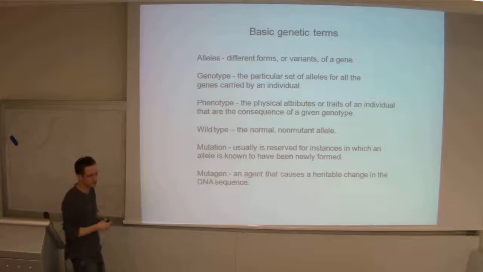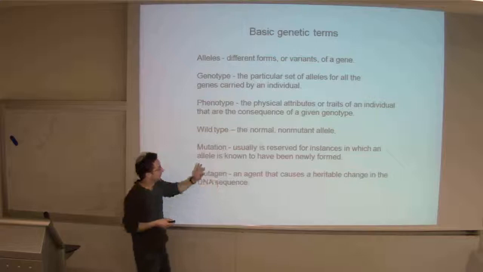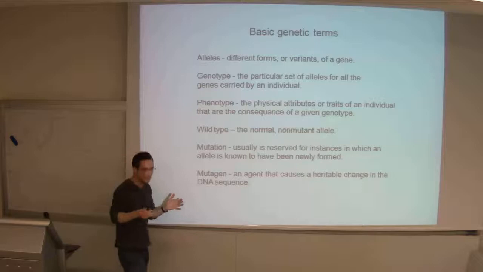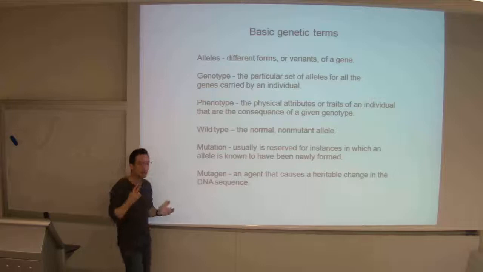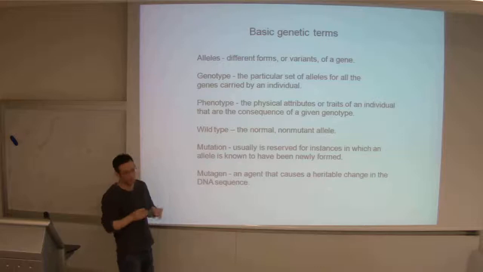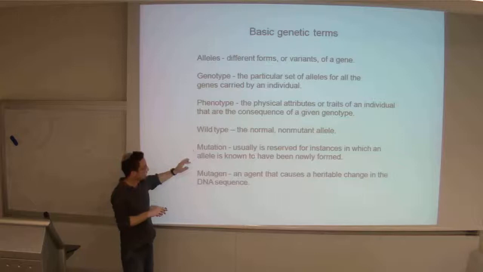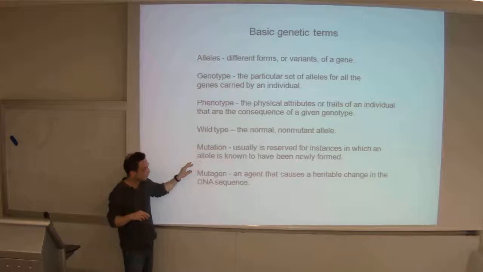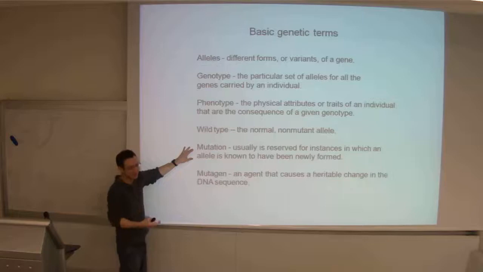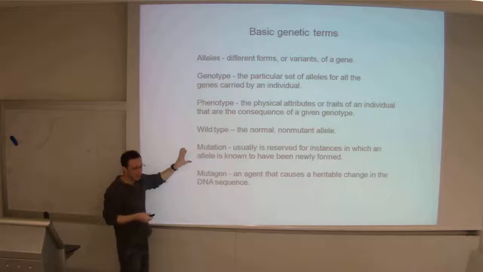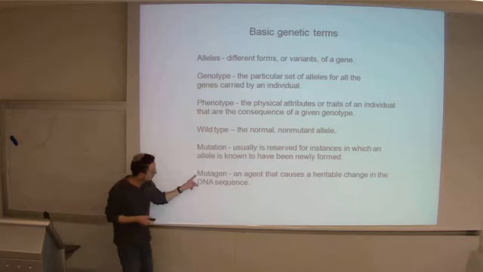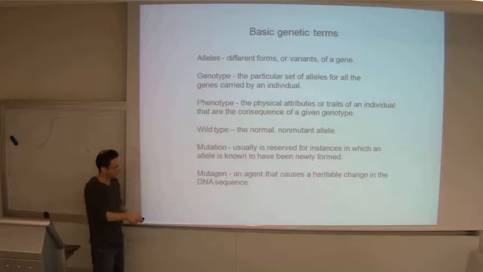Okay, wild type is the term used to denote the normal, non-mutated allele. But I just said that some alleles occur in the population naturally, and some genes have more than 2 alleles. So what would be the wild type? The one with the higher frequency in the population. By definition. Mutation is a term that we usually reserve for cases in which an allele is known to have newly arisen. So if yesterday there was no mutation in the animal and today there is, or in the new generation of organisms we have a mutation and some new allele appears, then this is what biologists will usually call a mutation. And a mutagen is any agent that causes or promotes this kind of heritable change in the DNA. Any agent that induces mutation.